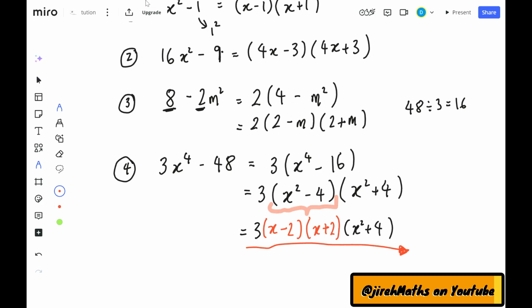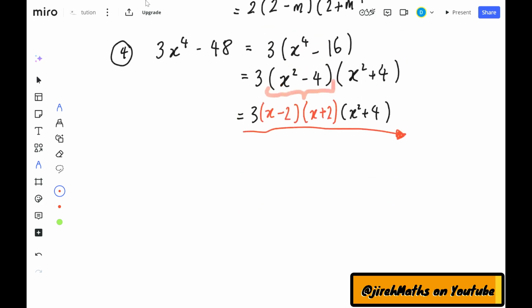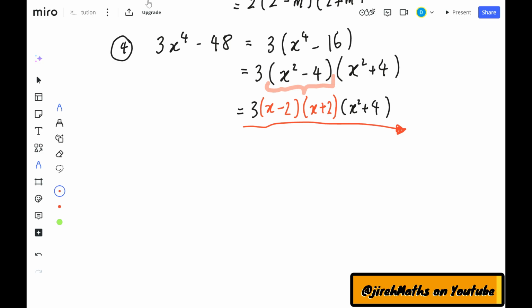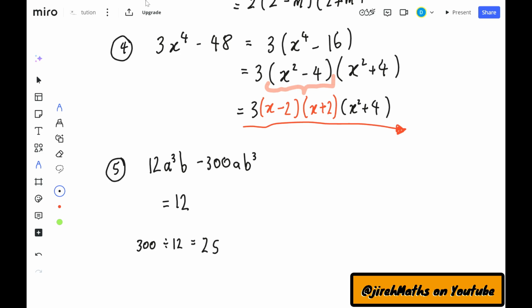Let's try another question where we have variables as common factors, so that's also possible. So let's say, for example, question 5, we have 12a cubed b minus 300ab cubed. Can 12 go into 300? I think it can. So in my calculator, I'll say 300 divided by 12, 25. Perfect. So I know that 12 is a common factor. It will come out here and it will come out from there.